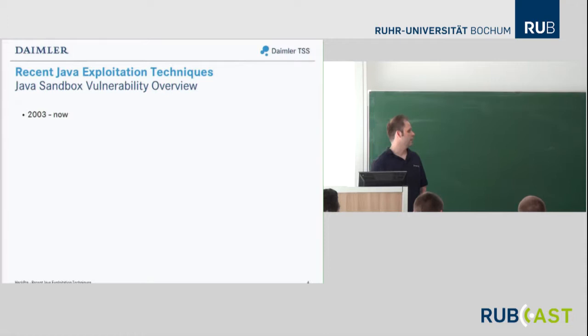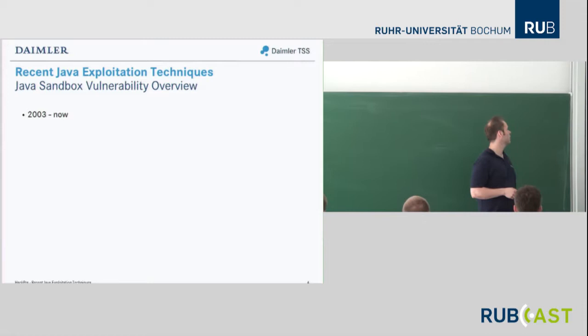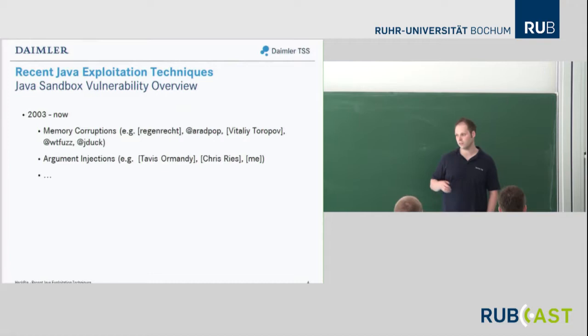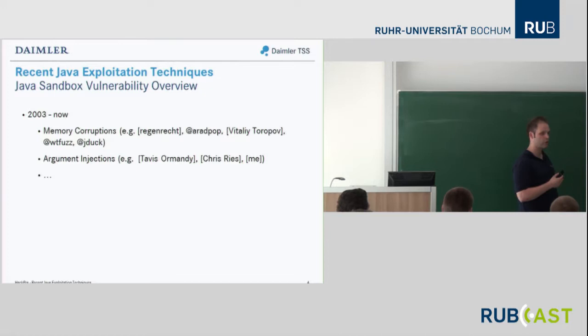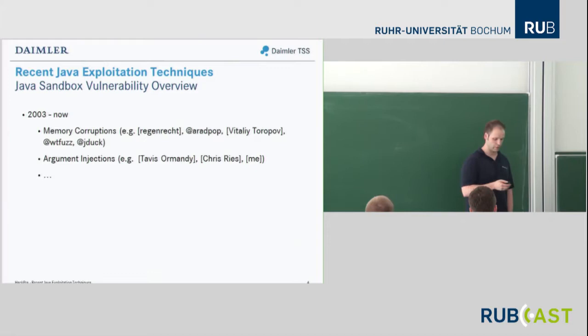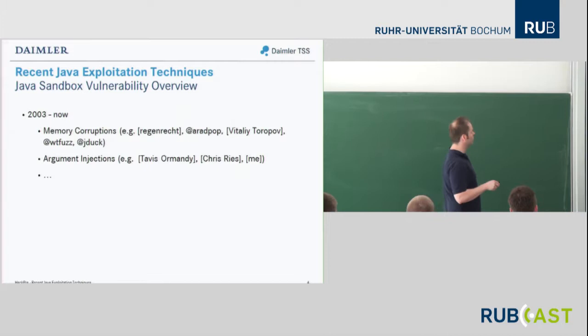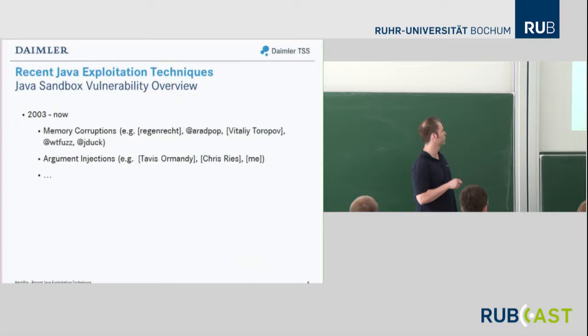let's have a look at what has happened from 2003 to 2013. In the past, we had a lot of memory corruptions in Java. I mean, Java has a sandbox. You do not have any native code, or you do not program any native code. You have managed code, but still you have native interfaces. You have the Java Native Interface, and especially there, a lot of vulnerabilities were found in the past. The typical people who found these vulnerabilities were Regenrecht, Aradpop, working for ZDI, also this guy working with ZDI, Peter from Exodus, and also Joshua Drake from Accuvant.